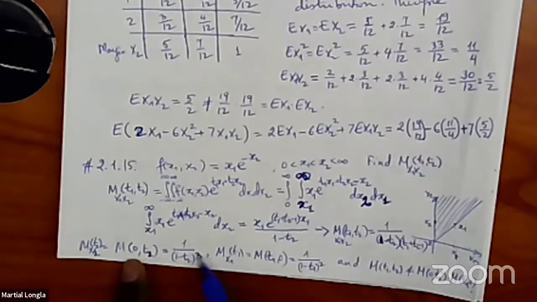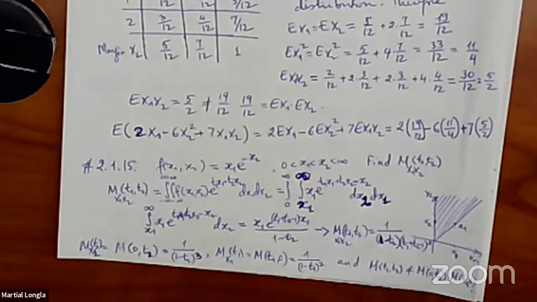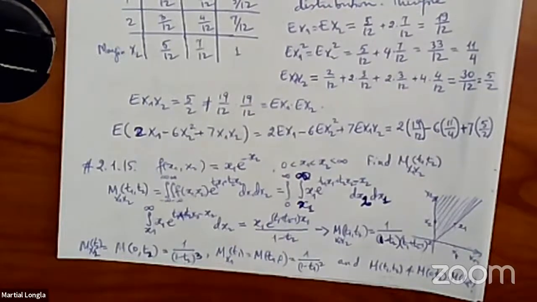All right, and then after doing that, you can see that the two things, when you multiply, are not equal to the m of t1, t2, and you should have expected that because given the density that you have, the two random variables are not independent. Why are they not independent? Haven't we said in this class that two random variables are independent if their joint distribution is the product of the distributions? Why here are they not independent?